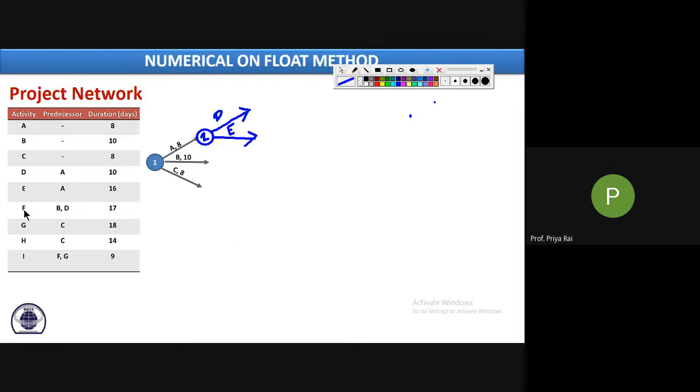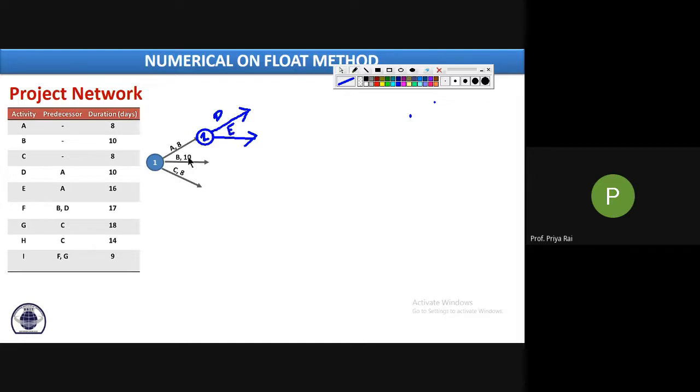Now come to the F activity. For F activity, the predecessors are B and D. That means your F will start when B and D finish together at the same time. When B and D finish together at the same event, from that event your F activity will start. Okay, so if we draw like this, then what happens?